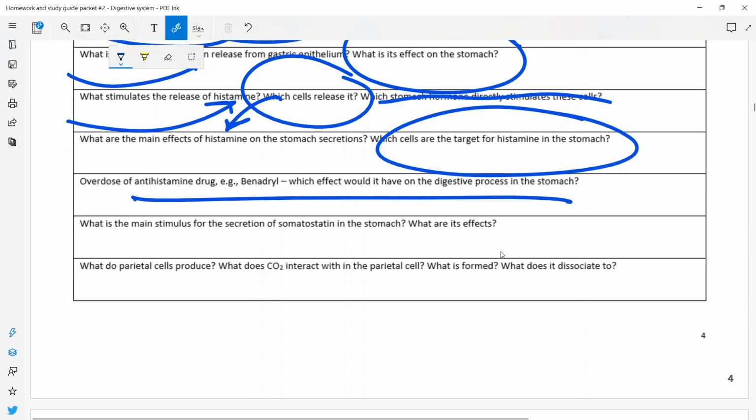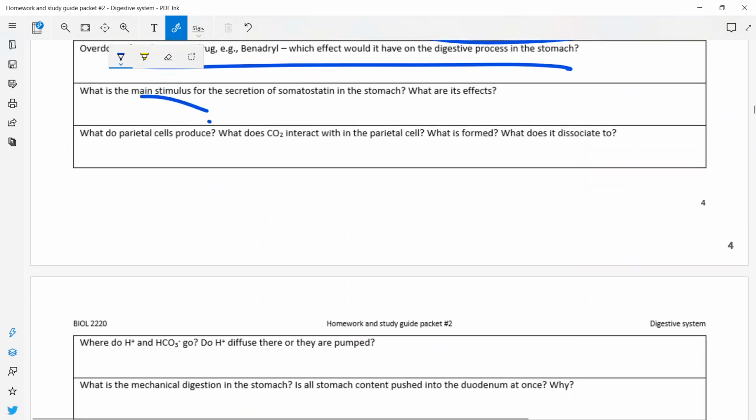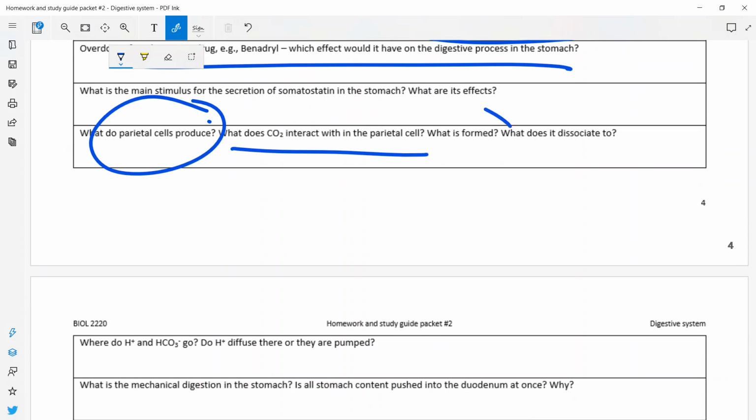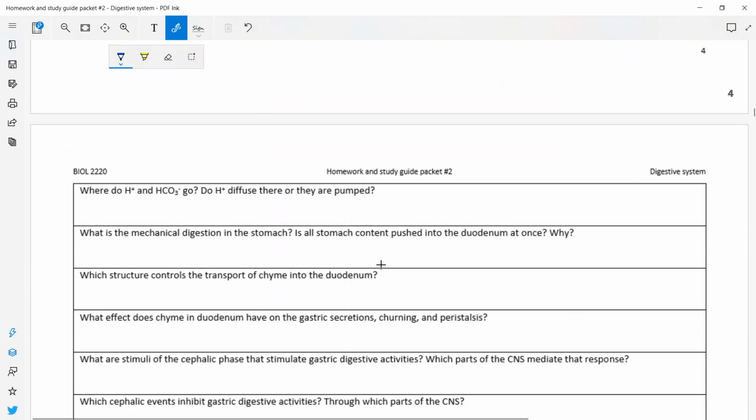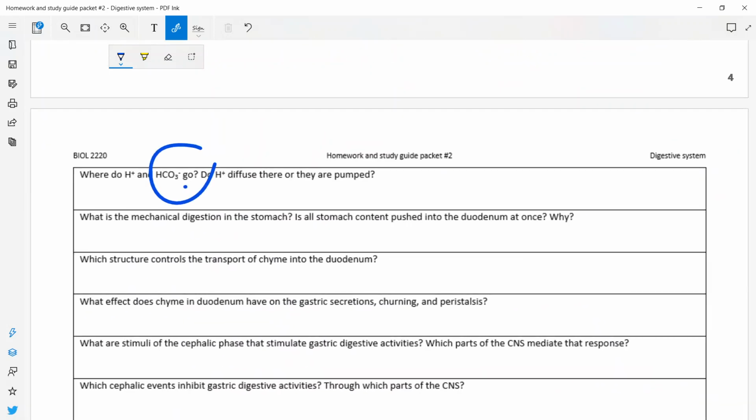Parietal cells produce hydrochloric acid. CO2 interacts with water, and carbonic acid is formed. It dissociates into hydrogen and bicarbonate. Bicarbonate goes into the blood. Hydrogen is pumped into the lumen of the stomach. Remember, gastrin release is stimulated not only by food in the stomach, stretch, or increased pH, it is also stimulated by the sight or smell of food.